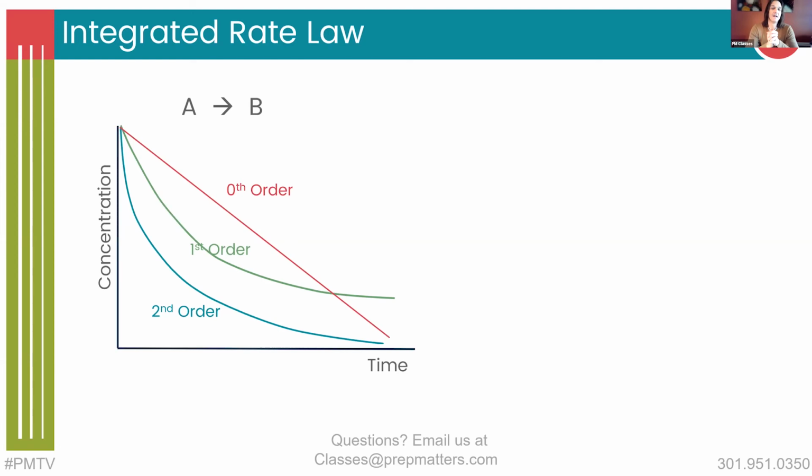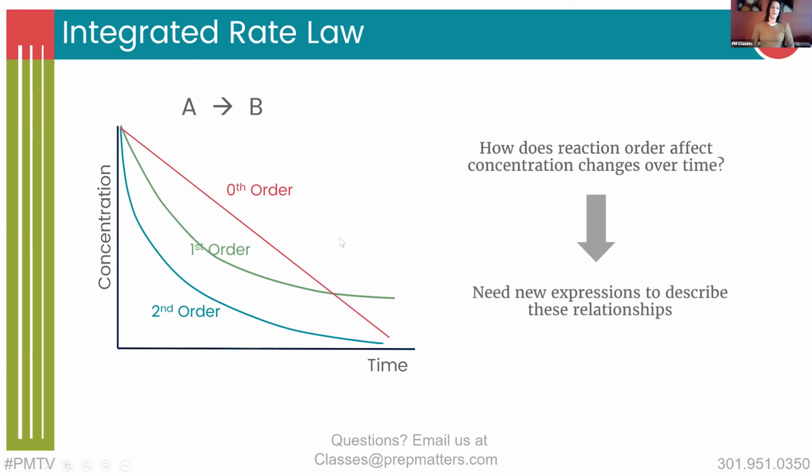So how can we use whether a reaction is 0th, 1st, or 2nd order, which now we know how to calculate? How can we use that information to help us predict something about concentrations and times, right? And that's using what's called the integrated rate law. Right. So we need some new equations to deal with that.